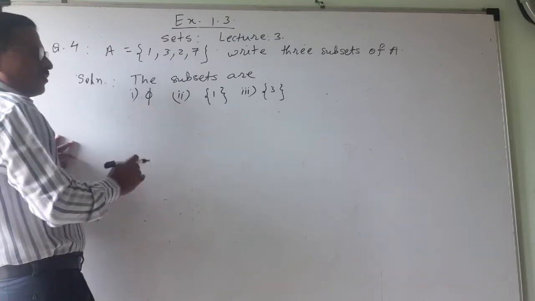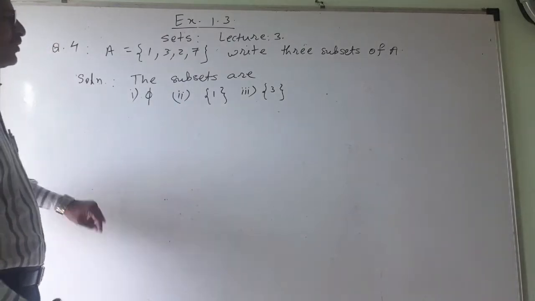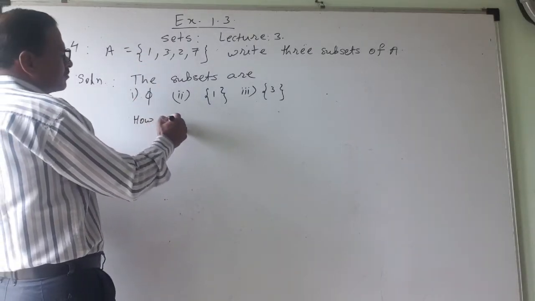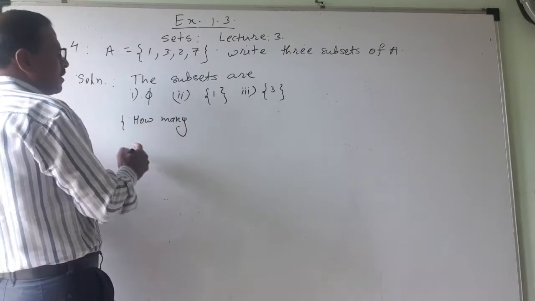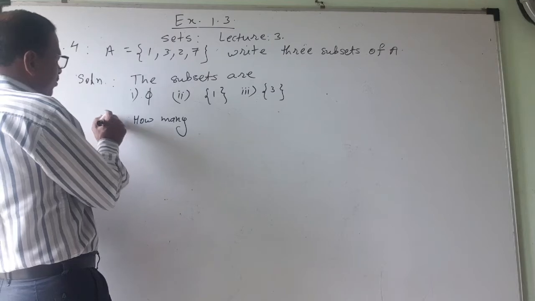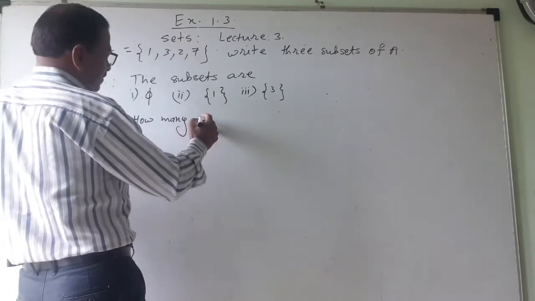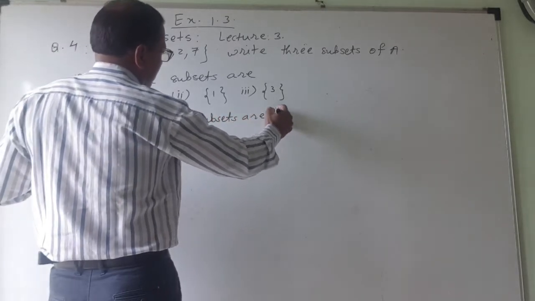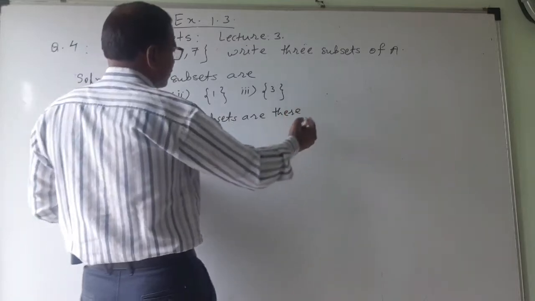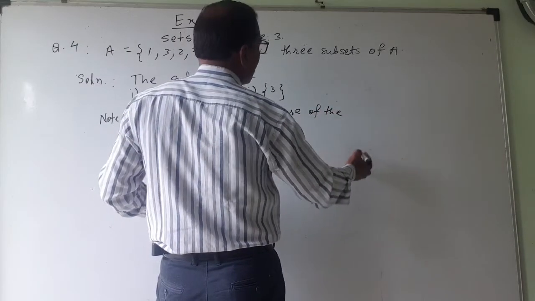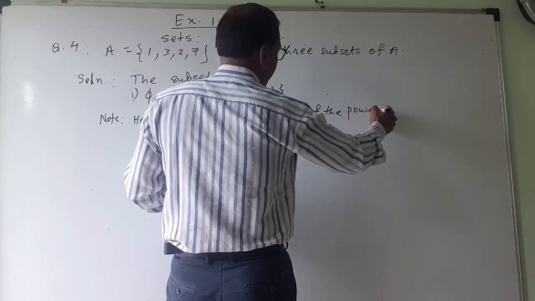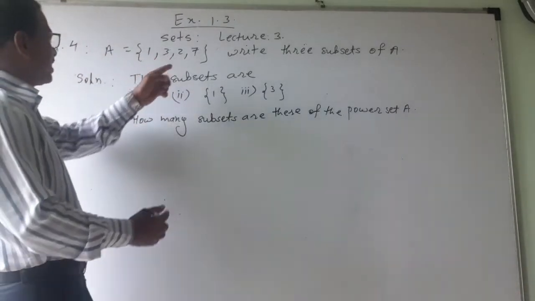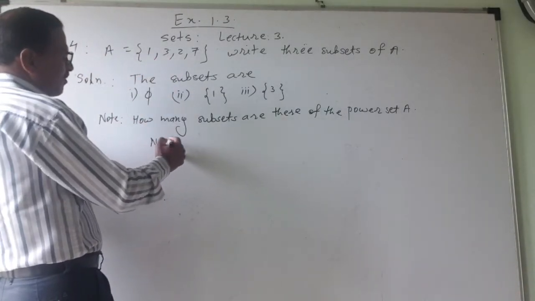So here, for the competitive exams, if somebody asks you in fill in the blanks, how many subsets are there? Take note. How many subsets are there of the set A? It is called the power set of A. Here, how many elements? Number of elements of A.